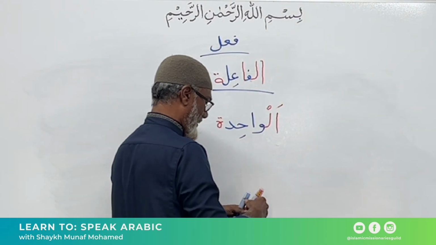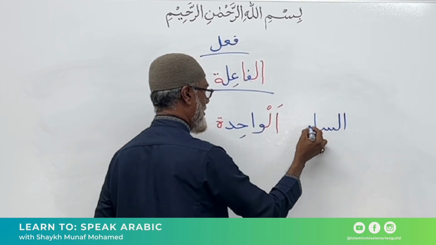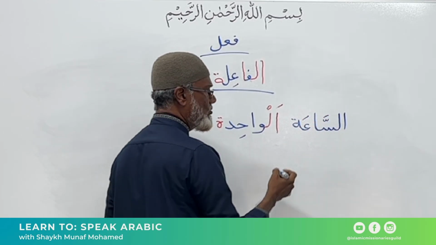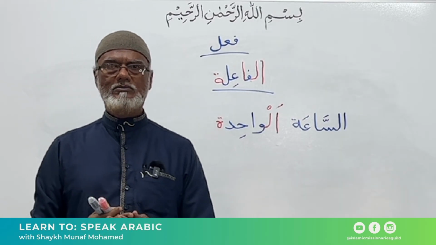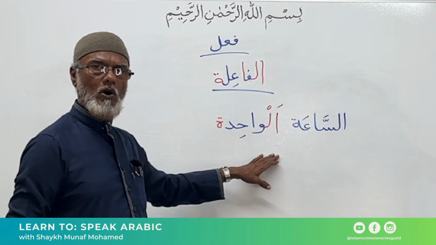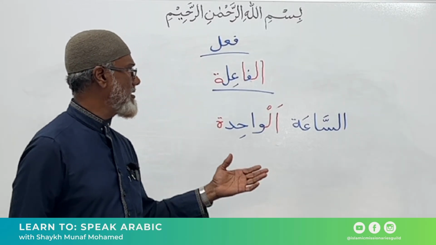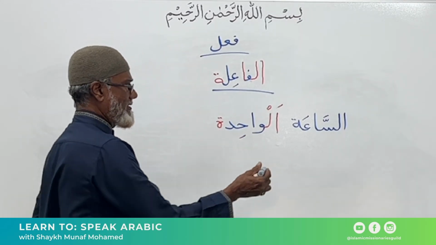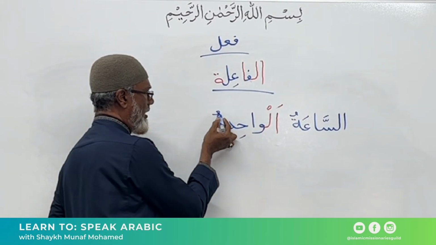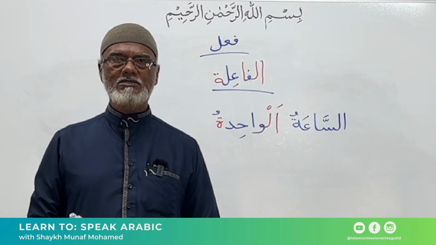And we have the word as-sa'a. As-sa'atu means the hour, H-O-U-R. The hour is 1. So it's like you say 1 o'clock. As-sa'atul wahidatu. Okay, so that is 1 o'clock.